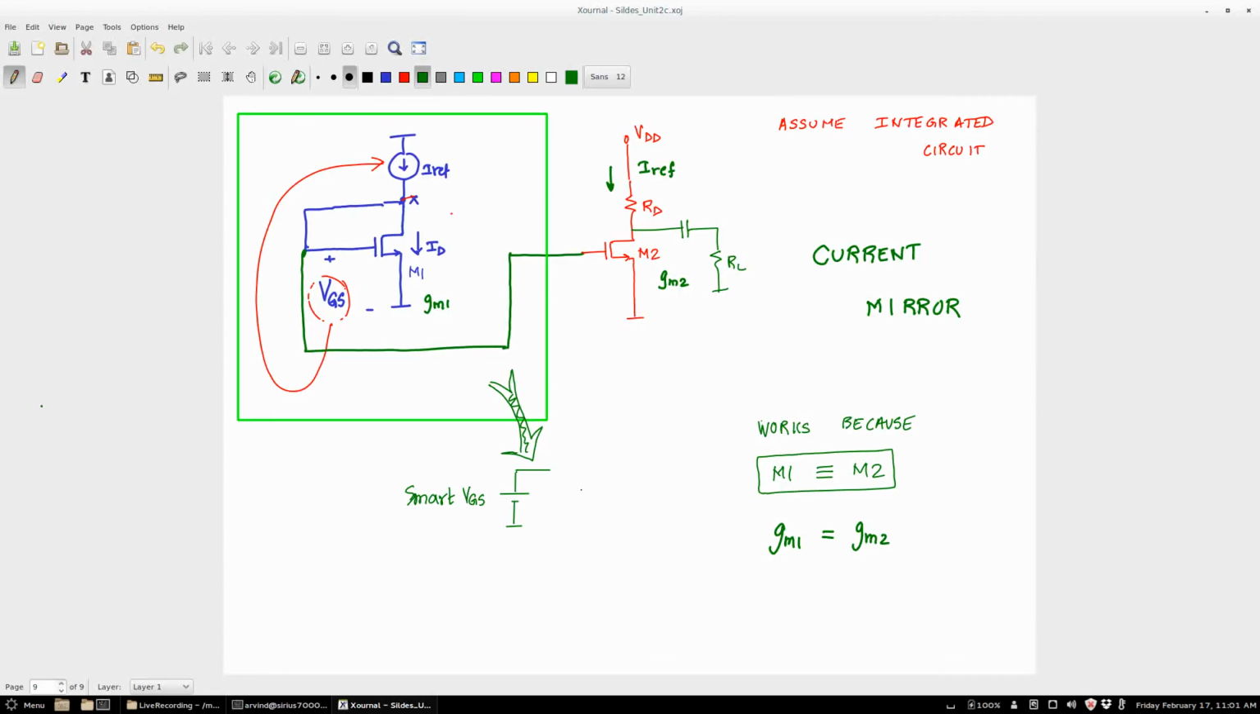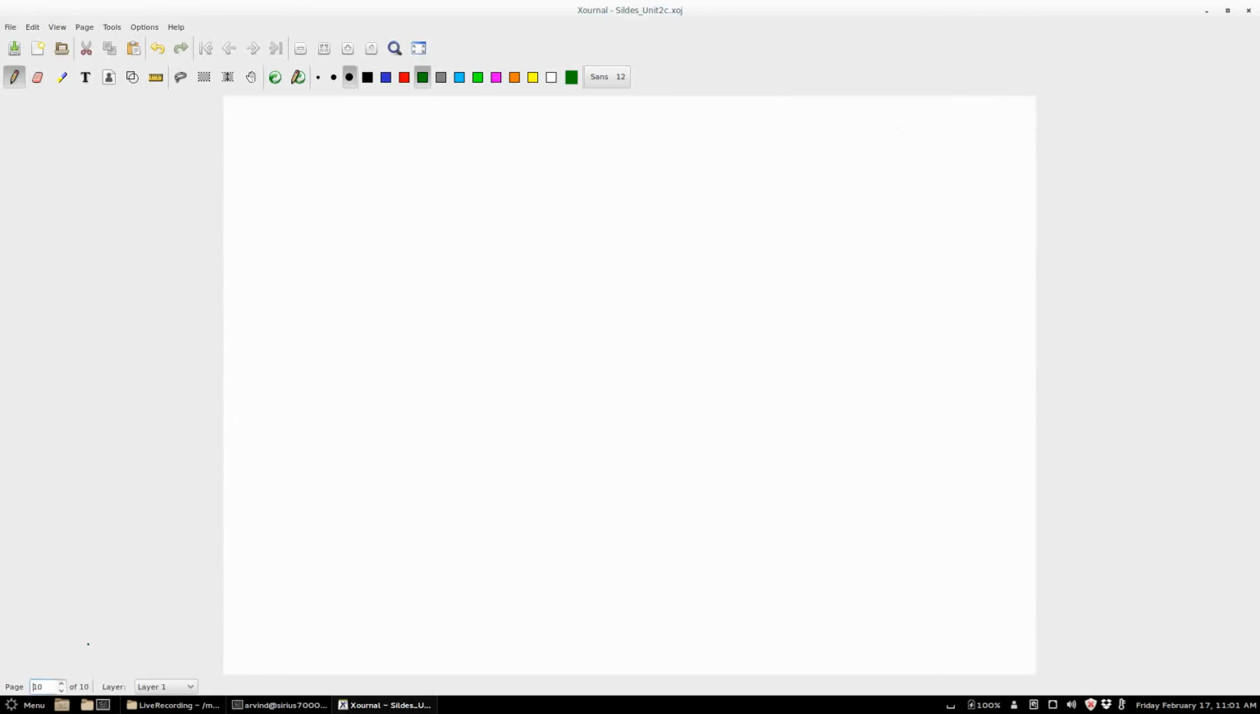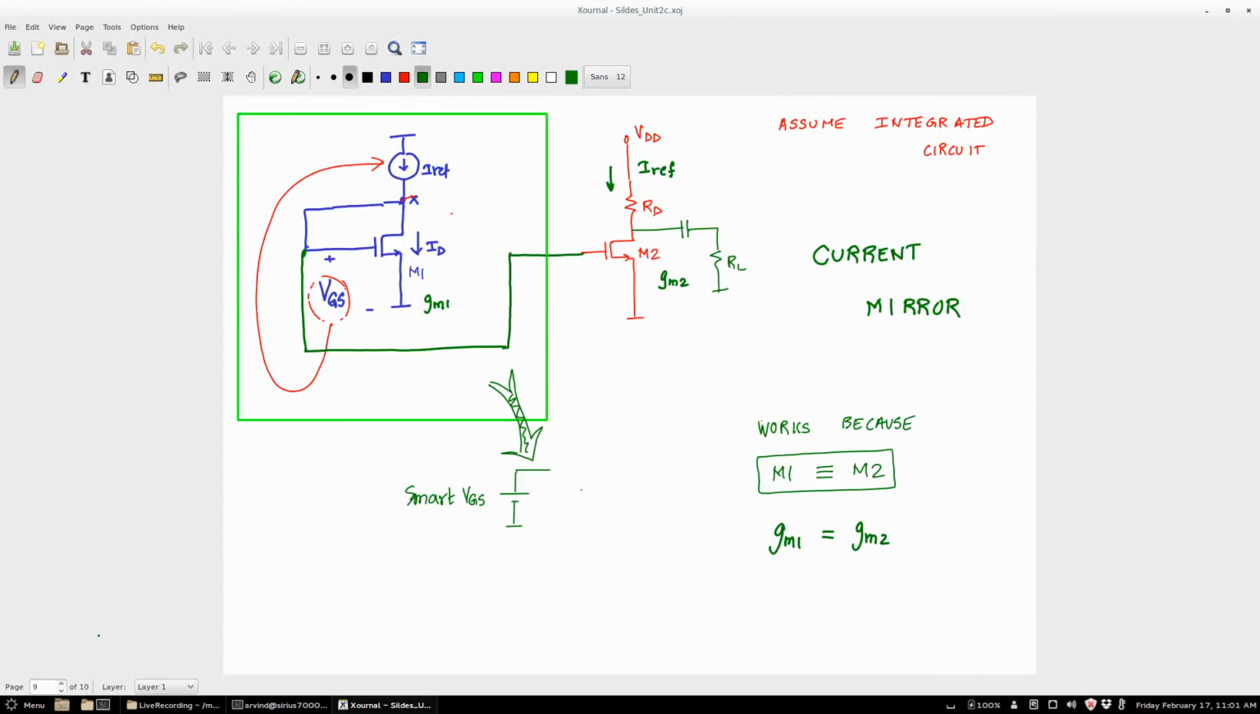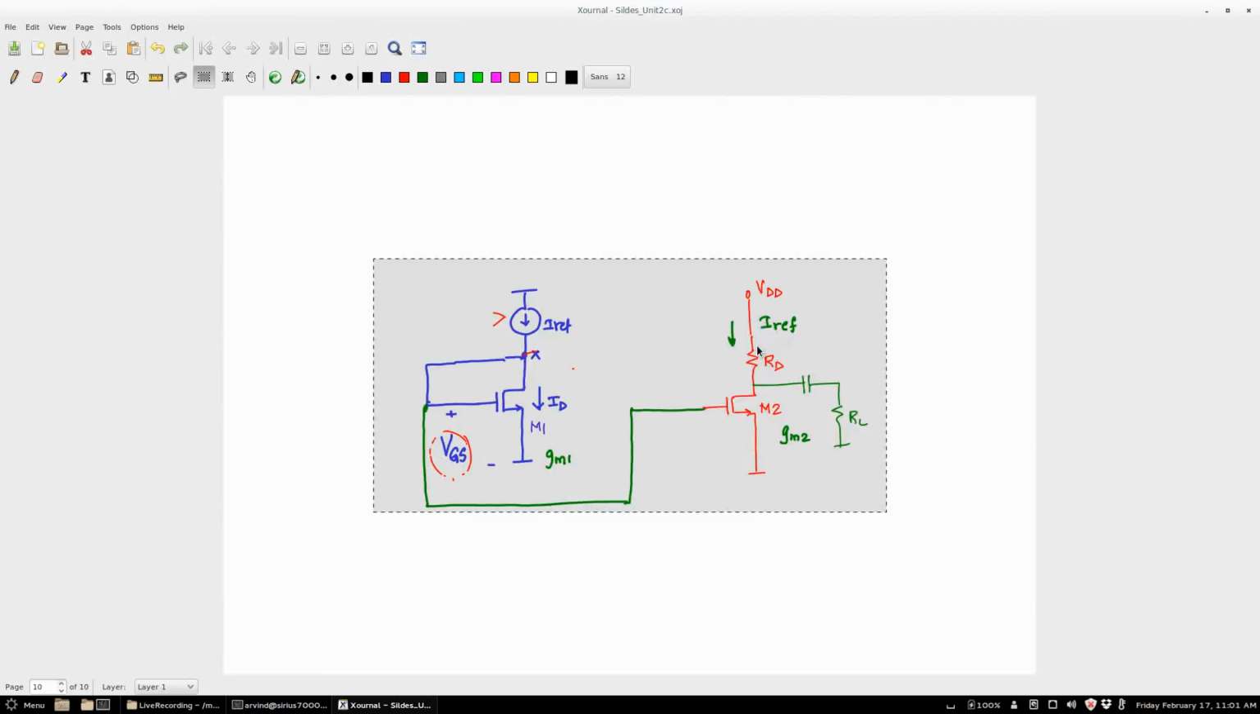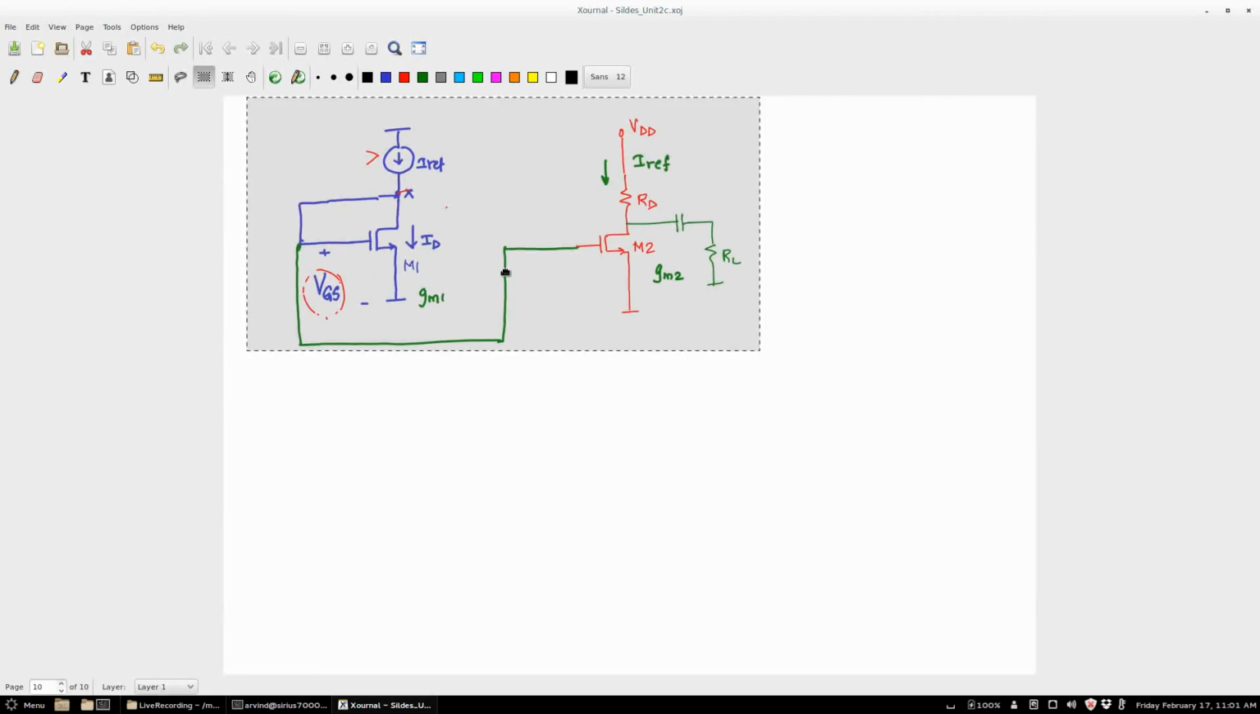They call this a current mirror. Why is it a mirror? Because it takes the IREF in that reference circuit and mirrors it in all the other circuits. Correct? Now this thing we can just draw in a slightly better way.